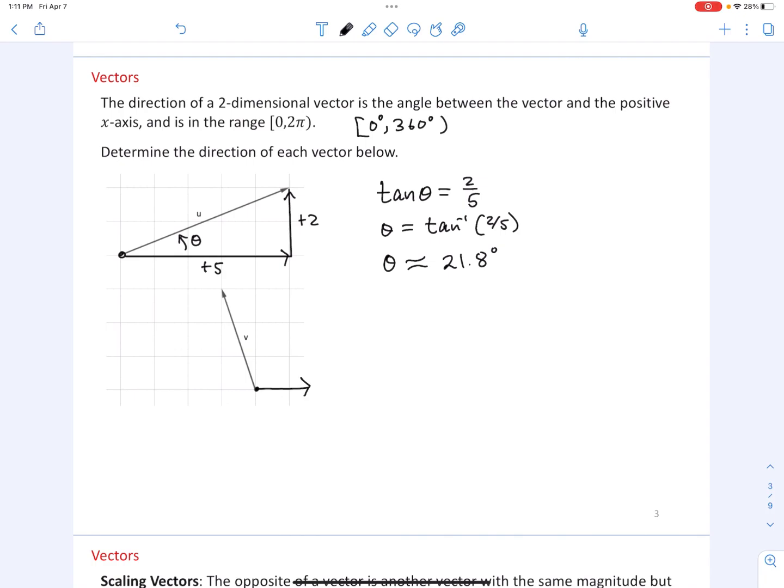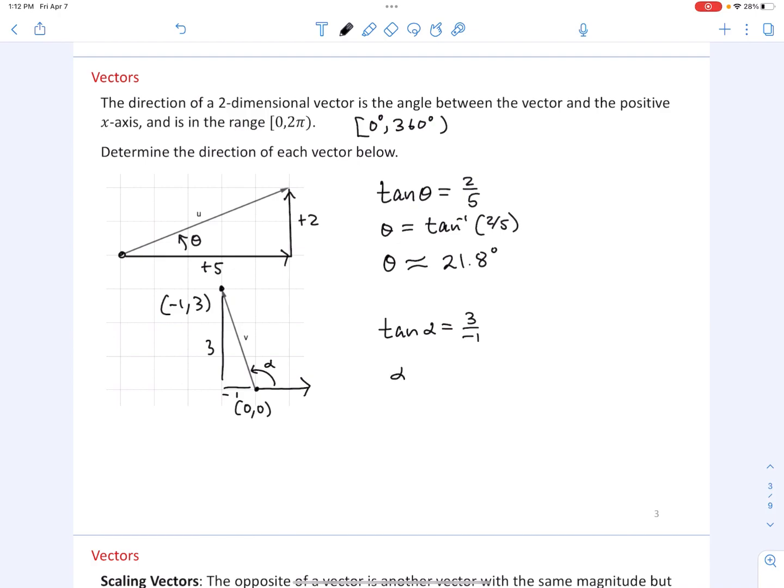Now for the vector v, if we put the origin at the tail of vector v, then the head of vector v would be at the point -1, 3. So the adjacent would be -1 and the opposite would be 3. The angle we're after is this angle right here. Let's call this alpha. And we know again that the tangent of alpha will be equal to 3 over -1. However, alpha is going to be a second quadrant angle.